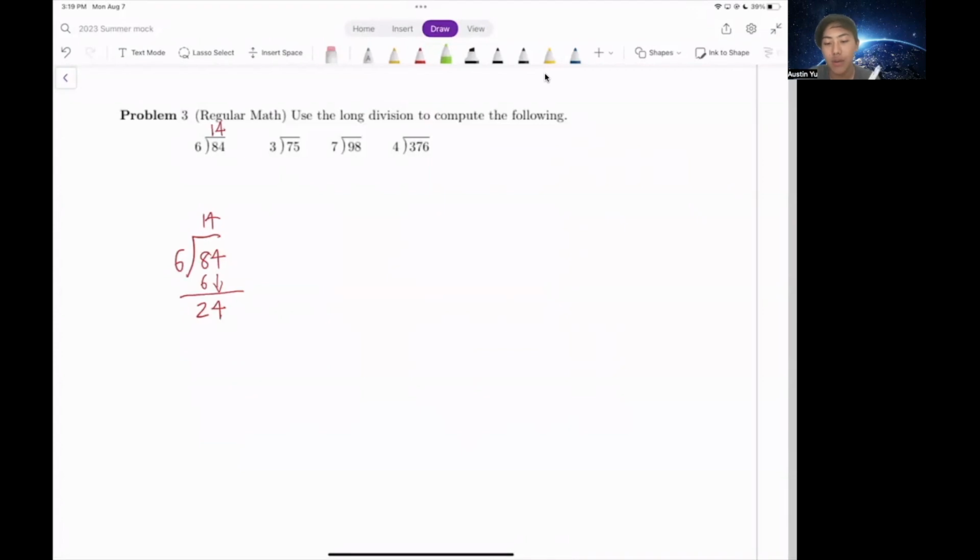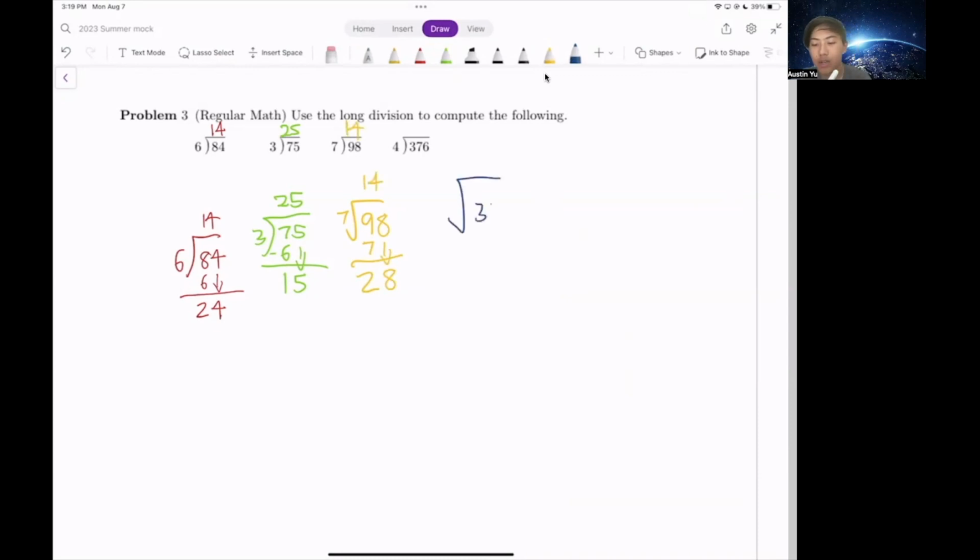The next one, let's do in green, 75 divided by 3. We can do 7 divided by 3, that equals 2. 2 times 3 equals 6, so 7 minus 6 equals 1. Drop down the 5, 15 divided by 3 equals 5. So the answer is 25. The next one in yellow, we can do 98 divided by 7. 9 divided by 7 equals 1. 9 minus 7 equals 2. Drop down the 8. 28 divided by 7 equals 4. 14.